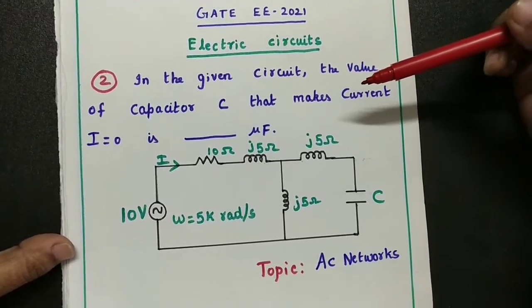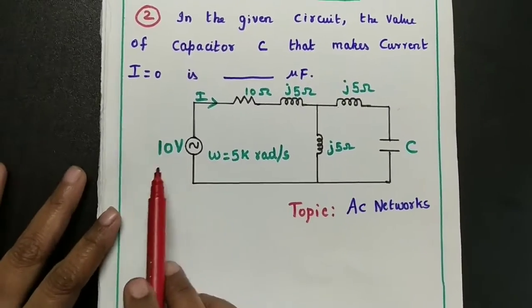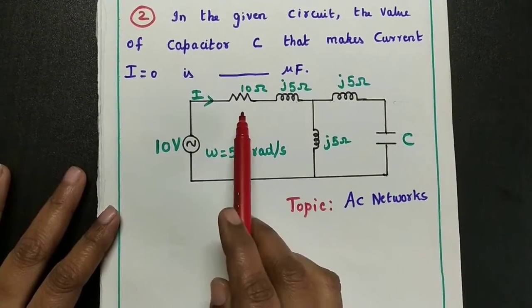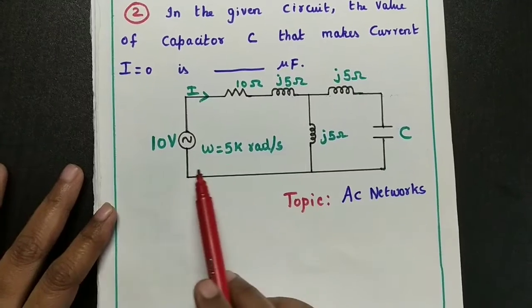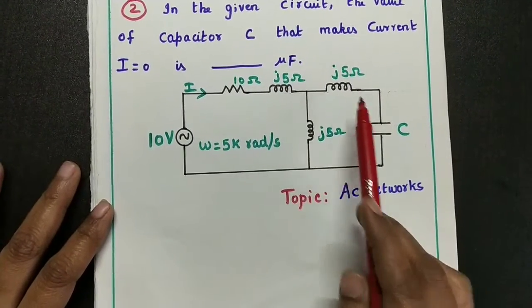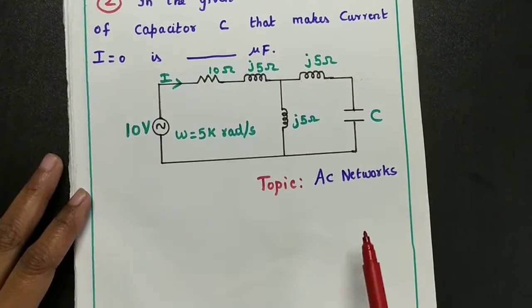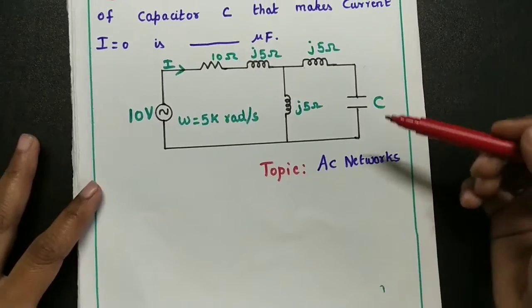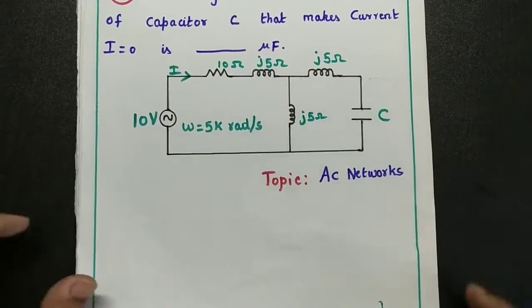0 is dash microfarad. The given circuit is this one: a 10 volt AC source in series with a resistance of 10 ohms and a j5 ohm inductance, and across the source, the j5 ohm inductance is in parallel with a j5 ohm inductance plus the capacitance C. Now this question is given under the topic AC networks. Now we solve the question.